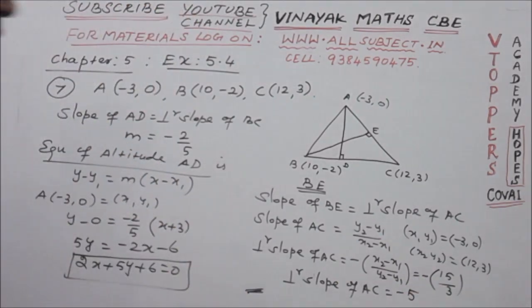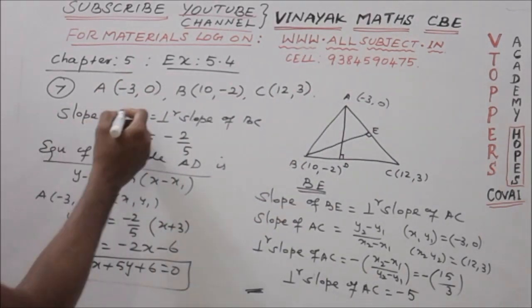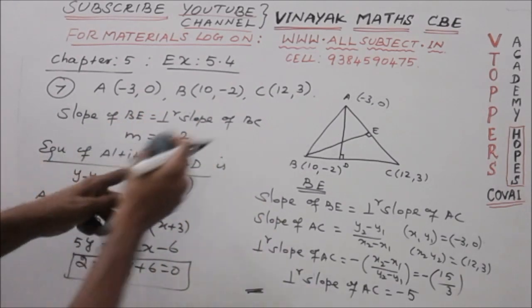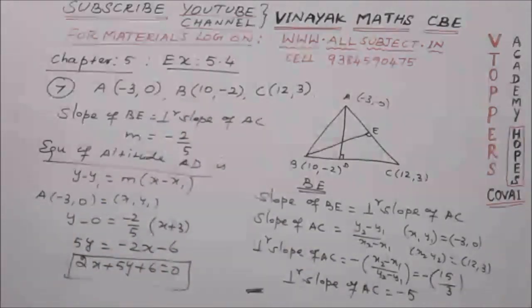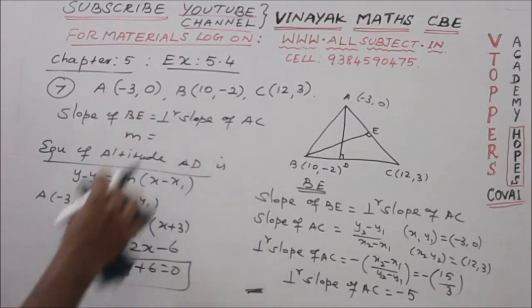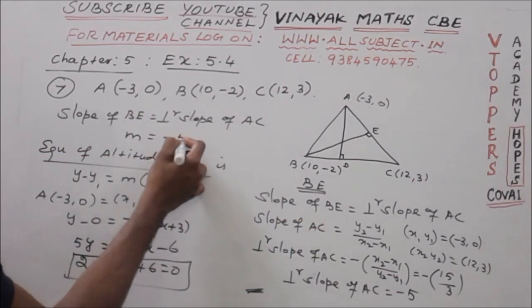Cancelling, we will get minus 5. Now, the slope of B is equal to the perpendicular slope of AC. Both are equal. So now, taking the slope of B as m, m equals minus 5.